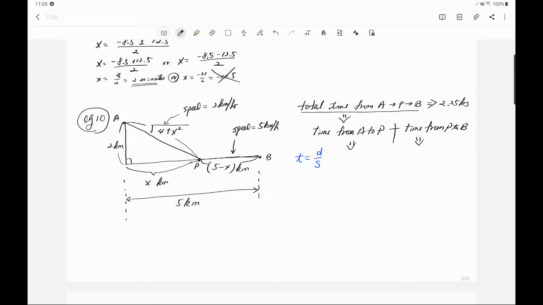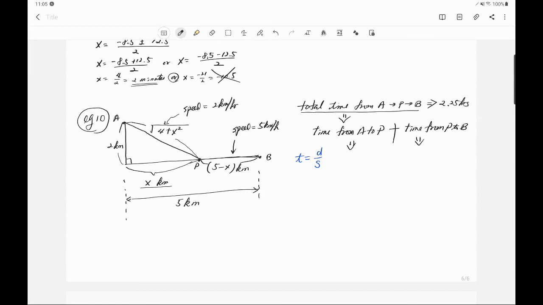And for the distance from P to B, the speed is 5 kilometers per hour, and the distance from P to B is 5 minus x, because from the left to the right is 5 kilometers. And then we said from left to P is x kilometers, so the rest is 5 minus x kilometers.